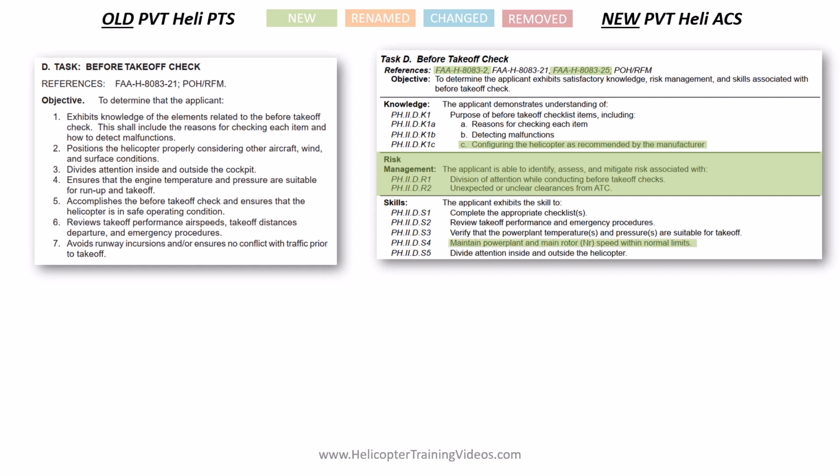Under the skill section, again, a lot of it's already really covered in the PTS as it was. There is a little bit that talks about maintaining the power plant and main rotor RPM within normal limits. So it's the usual pre-takeoff checks, ensuring that your RPMs are at flight speeds before you try to pick up.